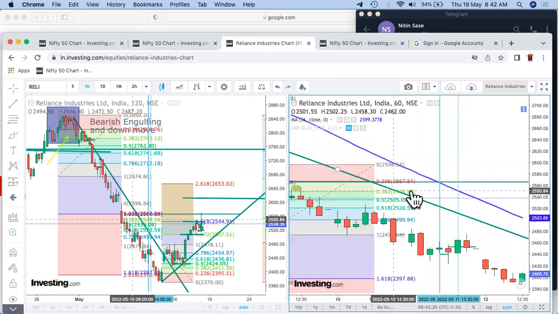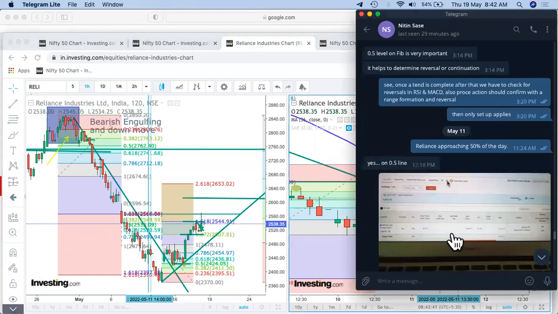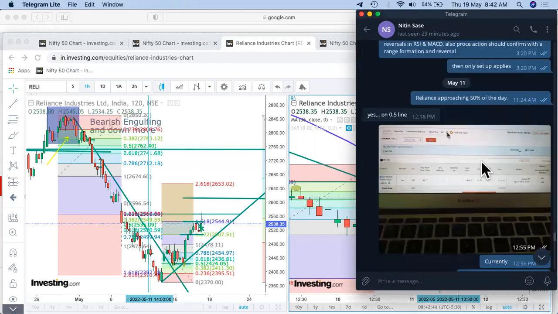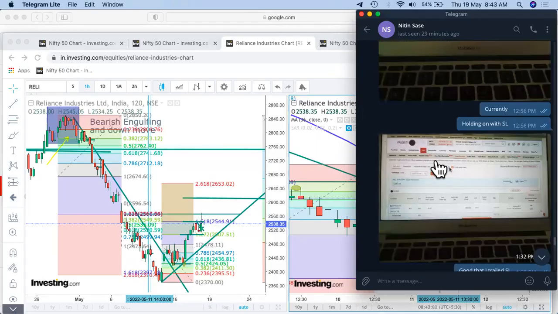Then again, the next day, 11th, the market was more range bound. But let's see how I traded specifically for that part. So again, 50% of the day was reached, and from there, yes, it did start moving down. So again, a P was taken in Reliance and it started moving down further. So again, trading with around 1 or 2 lots, not more than that. It's always good to be safe rather than taking bigger calls.